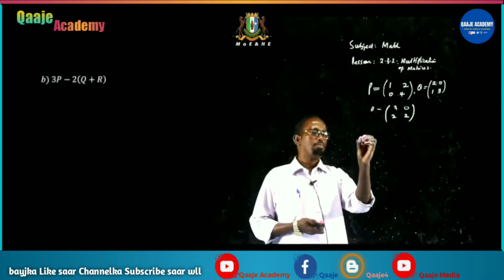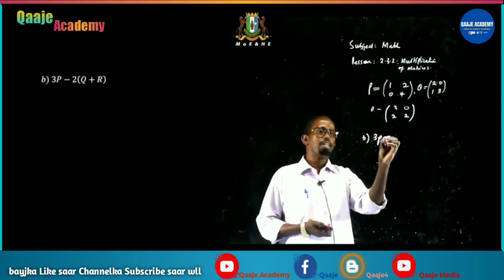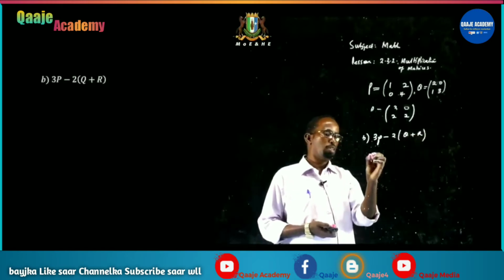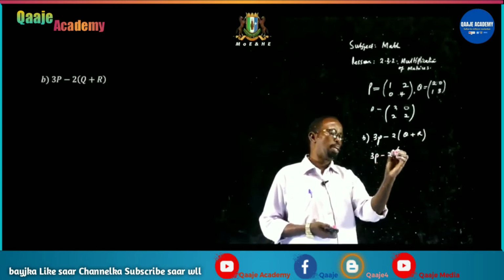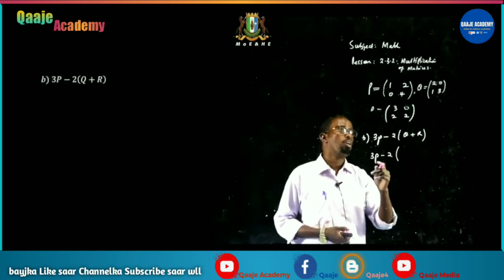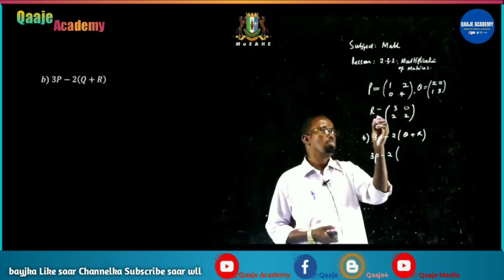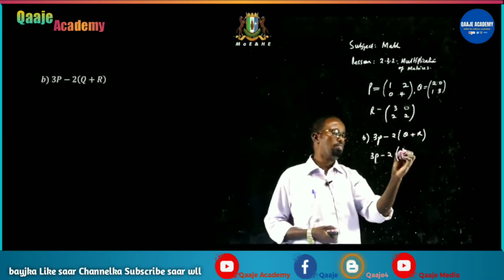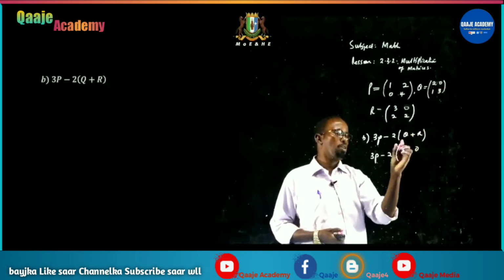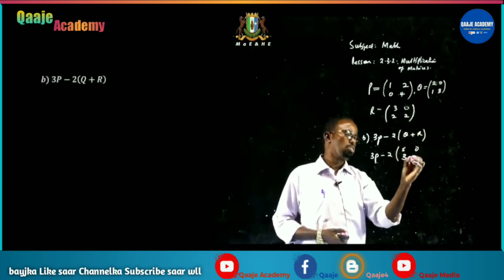Next, 3P minus 2 bracket Q plus R. First of all, let's add Q and R together. We add the corresponding elements: 2 plus 3, you have 5, and then 0 plus 0 is 0, 2 plus 1 is 3, and then 3 plus 2 is 5.